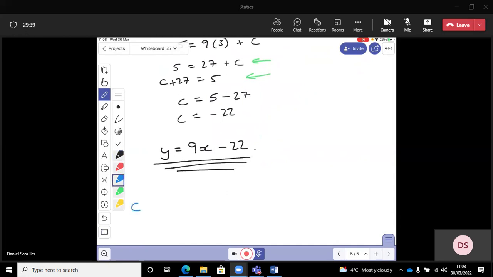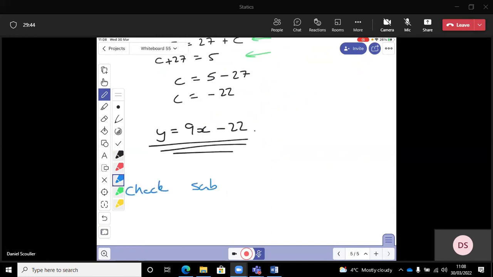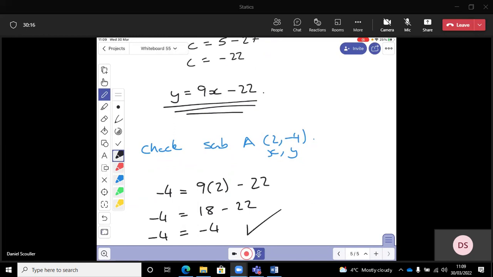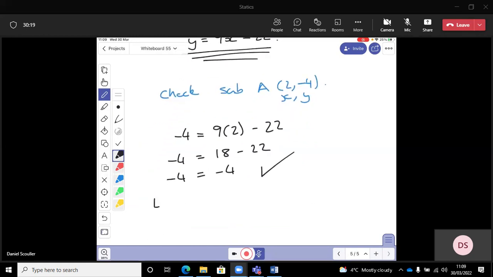Now you can do a check. This is the additional bit by subbing in A, which was 2 and negative 4. That's your x term, that is your y. If you've got it right, this should work. So if we substitute in negative 4 equals 9 times 2 minus 22, we should get the right answer. So negative 4 equals 18 minus 22. Negative 4 equals negative 4. So it works. The left-hand side equals the right-hand side.